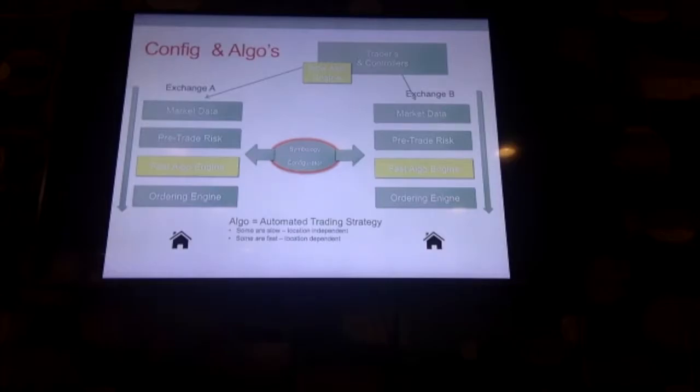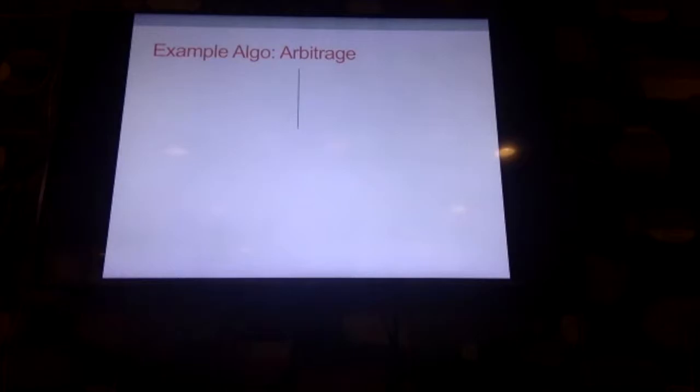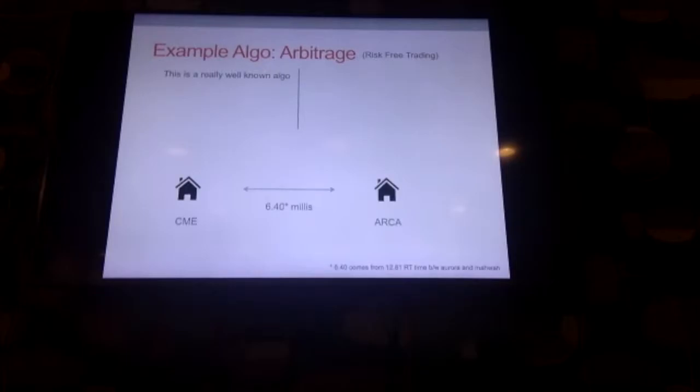Before we continue with algorithms, though, I want to give an example of a high-speed algorithm. I know everybody knows what an algorithm is, but let's look at an algorithm in terms of an exchange or of a trading system. The one that we're going to be looking at is an arbitrage. For anybody who doesn't know what arbitrage is, that means a risk-free trade. There's no future calculation. I know with 100% certainty that there's no possible way I'm going to lose money on this particular trade. And this is a really well-known algorithm.